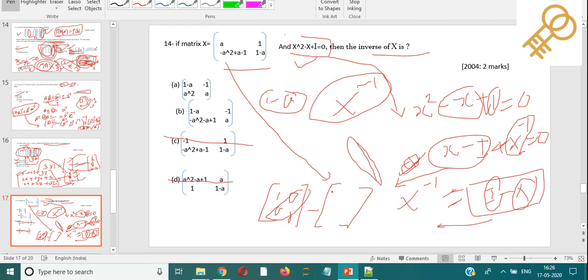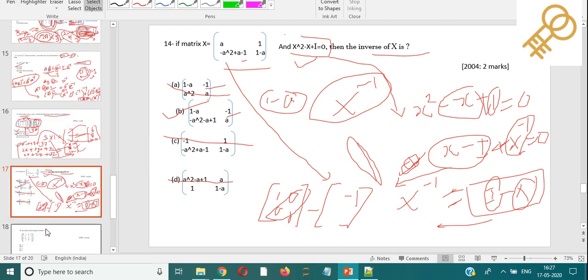The next element is 0 here. 0 minus 1 is minus 1, so here it should be minus 1. Once again you check: here also minus 1 is there, here also minus 1 is there. Now check the second row, first column element. Here it is 0. 0 minus this, so it will be multiplied by minus, and then it becomes A square minus A plus 1. Now we check A square here; this one cancels out and this will be your correct option.